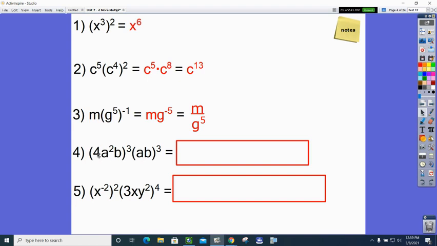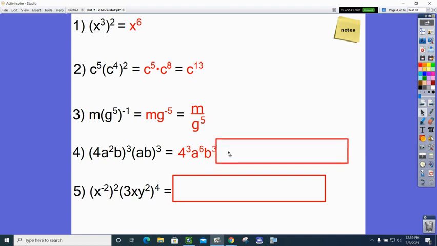Remember that both the 4 and the b have an invisible power of 1 here. So remember, we're going to take 4 to the 1st, raise it to the 3rd. A to the 2nd, raise it to the 3rd. B to the 1st, raise it to the 3rd. So 4 to the 3rd, A to the 6th, and B to the 3rd. And I've just cleaned this up. Number 1 mistake is to not give the 4 the exponent and just write 4 here and not have it be 4 to the 3rd. Now come over here and do this one.